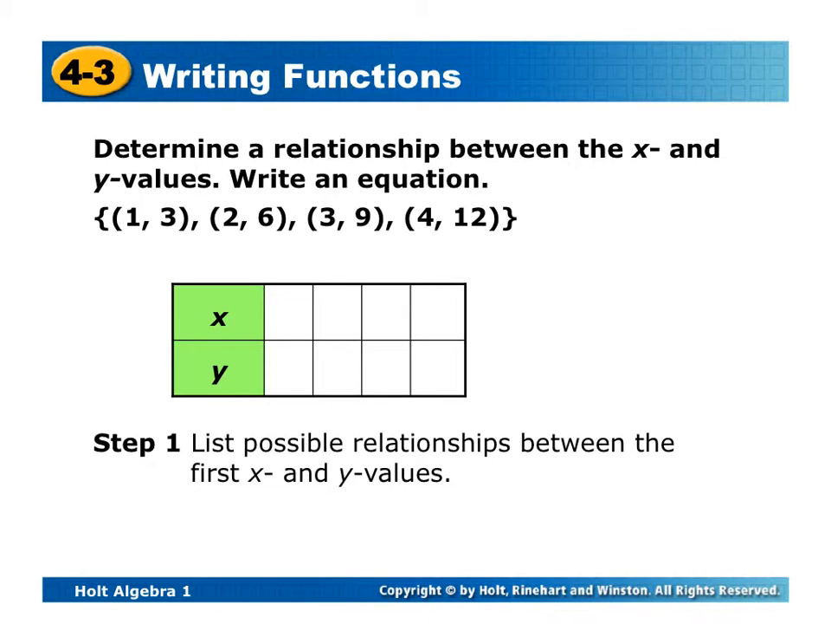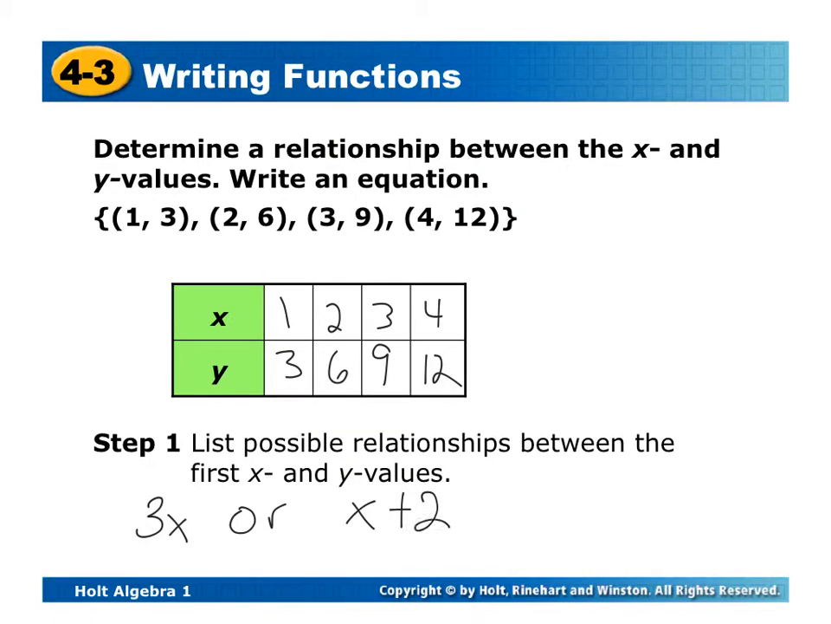So here's a relation. We have 1, 3, 2, 6, 3, 9, and 4, 12. So I'm going to go ahead and just fill those values in and make a table. So for step 1, we want to list possible relationships that you see between the first x and y values. So to get from 1 to 3, I could have 3 times x, or I could have x plus 2. Those are the possible relationships we see between x and y.